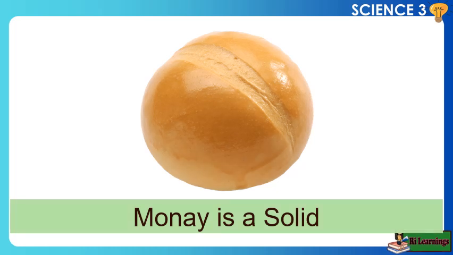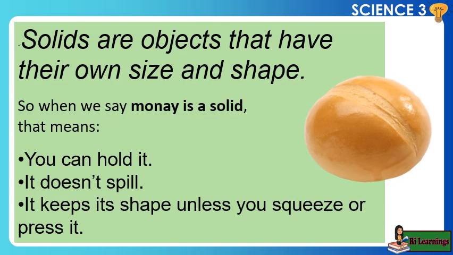There's another way we can describe the Monet bread, not just by its shape, size, or color. We can also say that Monet is a solid. Solids are objects that have their own size and shape. So when we say Monet is a solid, that means you can hold it, it doesn't spill, it keeps its shape unless you squeeze or press it.